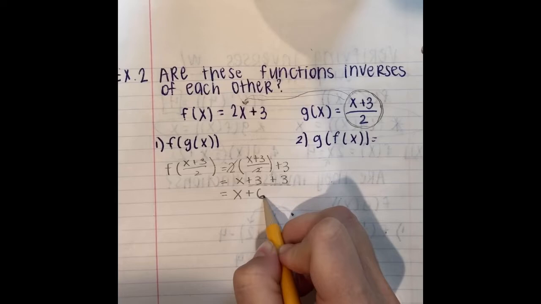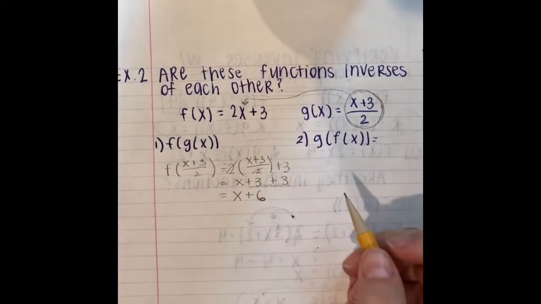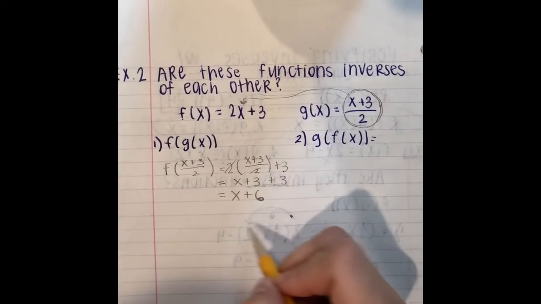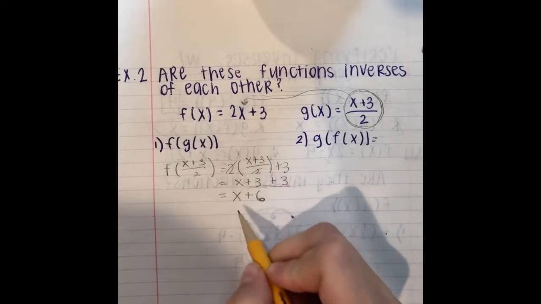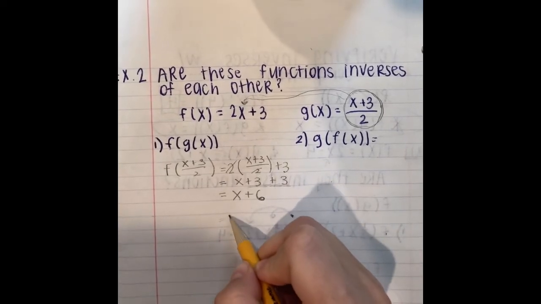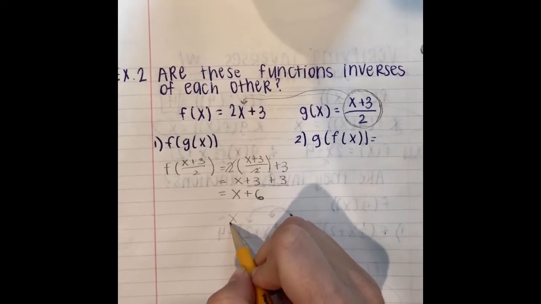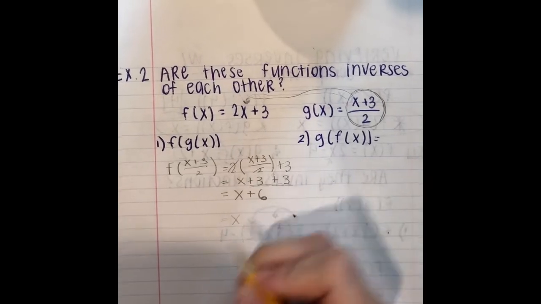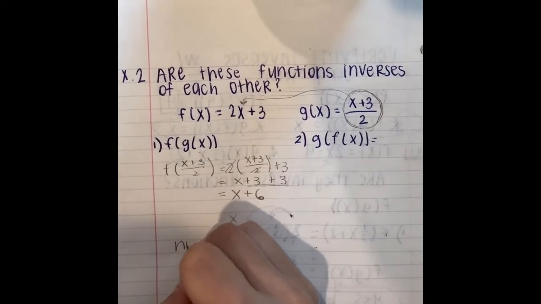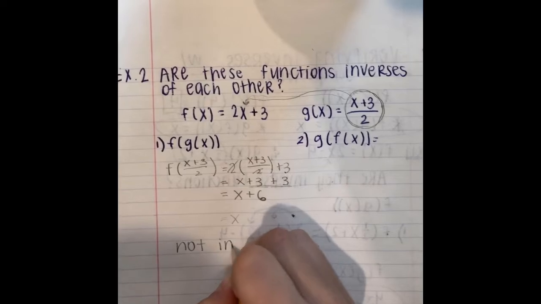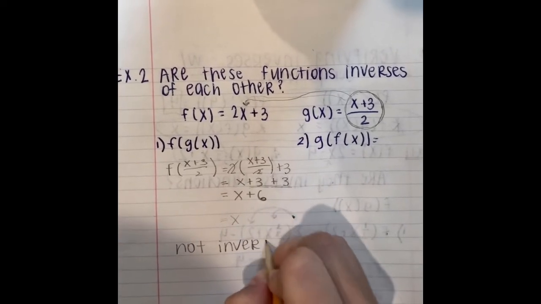These aren't like terms. I can't simplify any further. This is what I'm stuck with. I didn't get just equal to x, right? I got equals to an x plus 6. So these are not inverses.